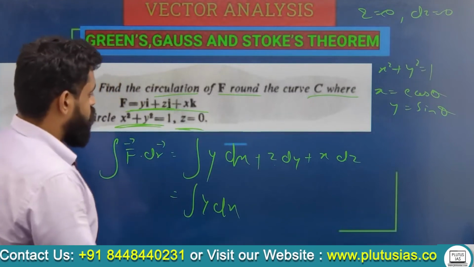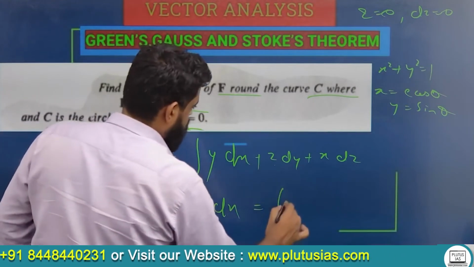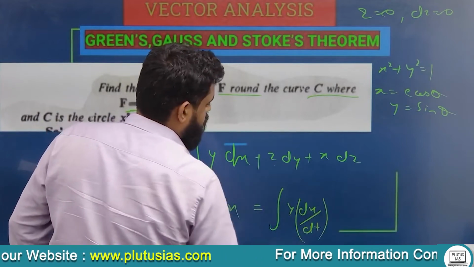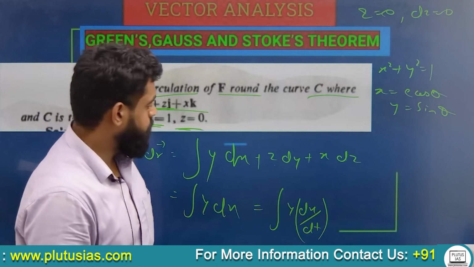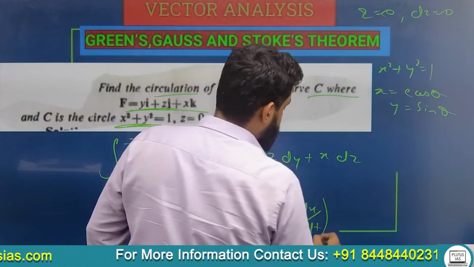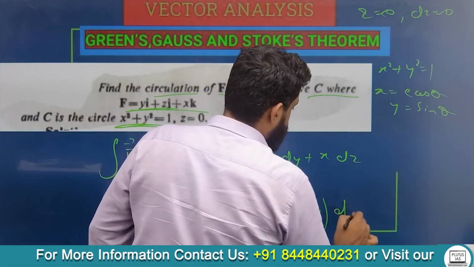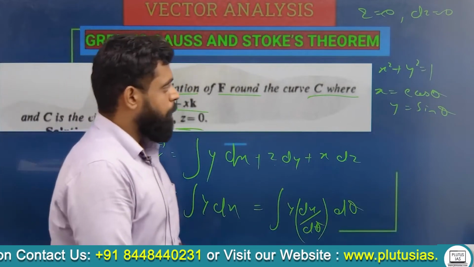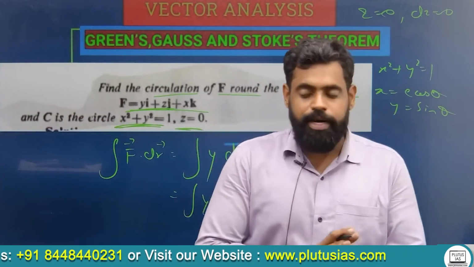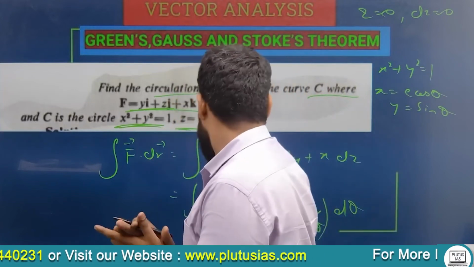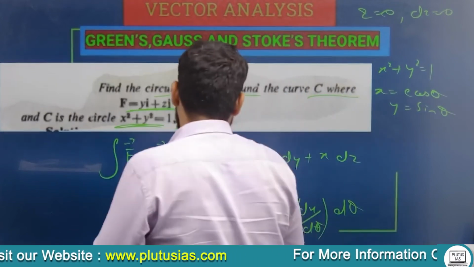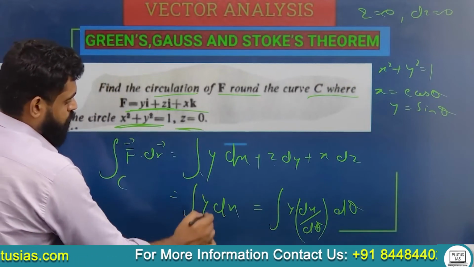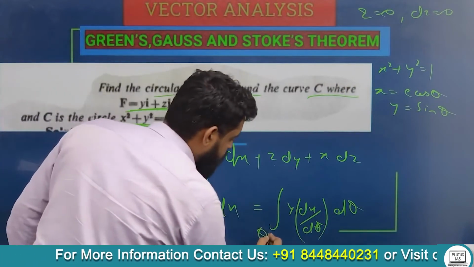Now this could be written as y into dx by d theta, into d theta. So what would be the limit here? If theta is the parameter, what would be the limit? That's what I want to know.